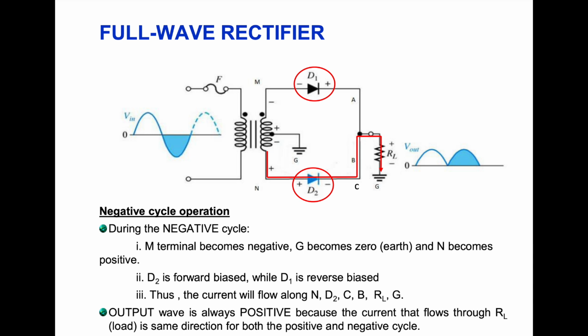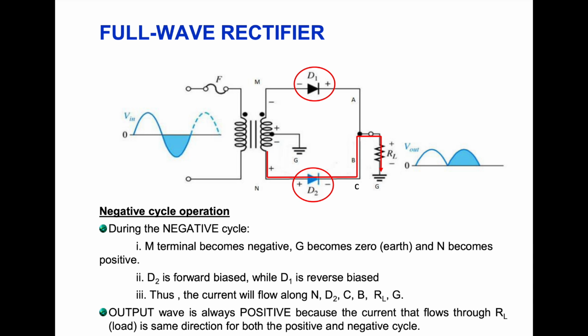Okay, the output wave is always positive now because the current that flows through the load resistor has the same direction for both positive and negative cycles. So now with the full wave rectifier, all the current becomes positive, the output voltage becomes positive now. So for the full wave rectifier, the shape is like this.